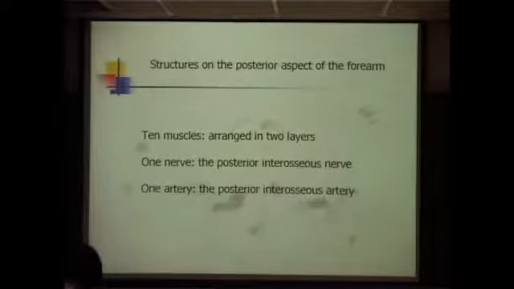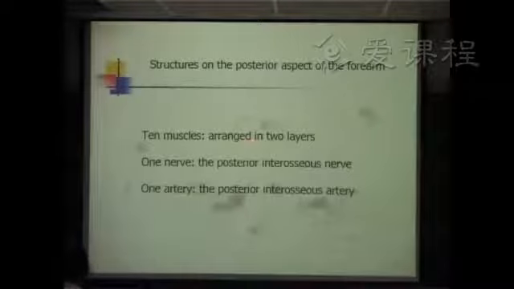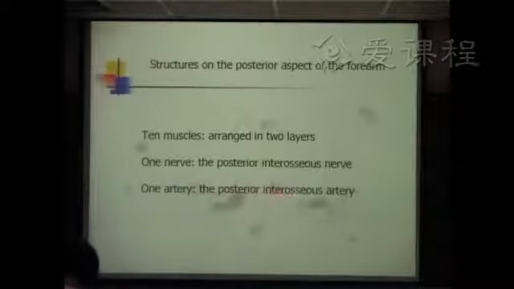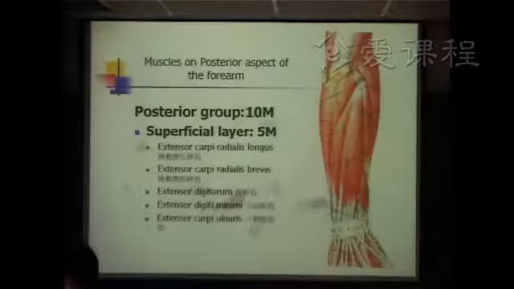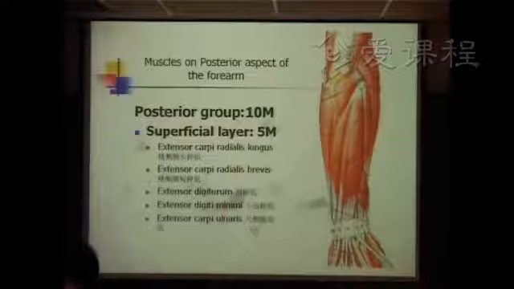Now, the structures on the posterior aspect of the forearm. As we know, in the posterior aspect of the forearm, there are 10 muscles. They are arranged in two layers, the superficial layer and the deep layer. One nerve is called the posterior interosseous nerve, and one artery is called the posterior interosseous artery. Now, first of all, we should identify the muscles on the posterior aspect of the forearm.